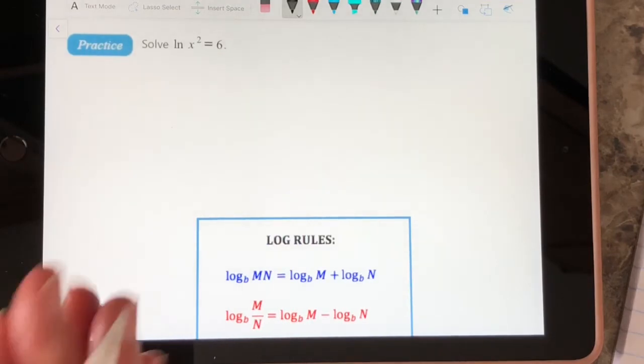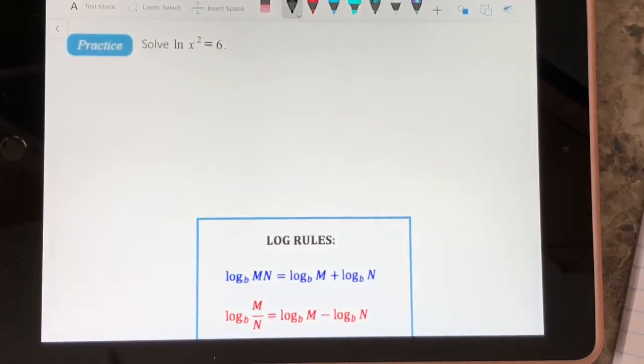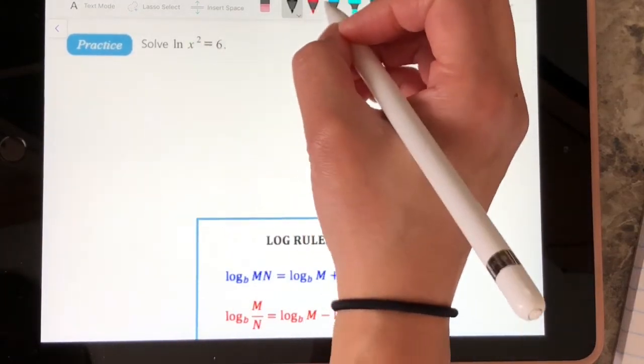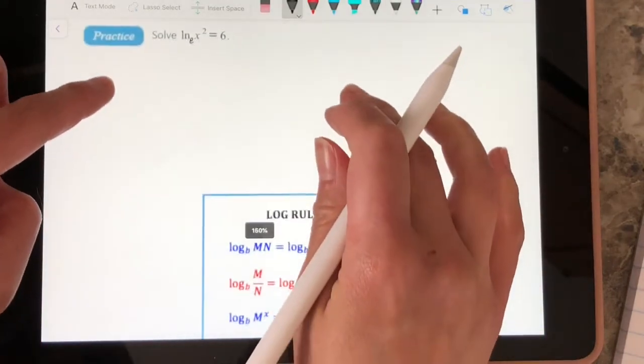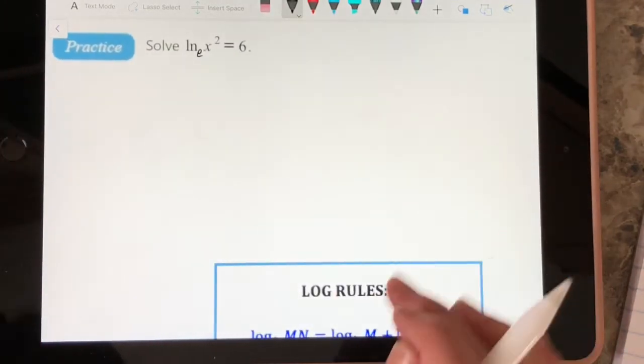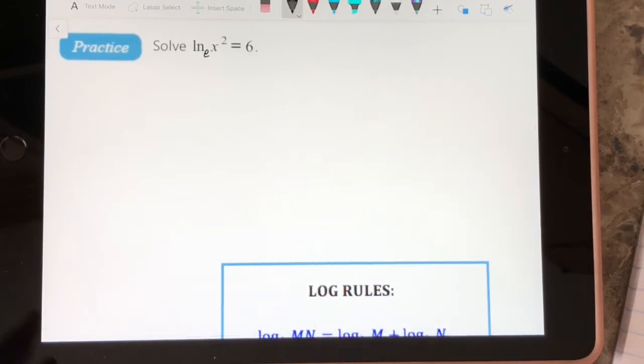First things first, let's remind ourselves, if there's no base there, what is the base of natural log? The base is e. So I can go ahead and write an e in my base to remind me that that base is e. Okay, so now we're going to use the log rules again.